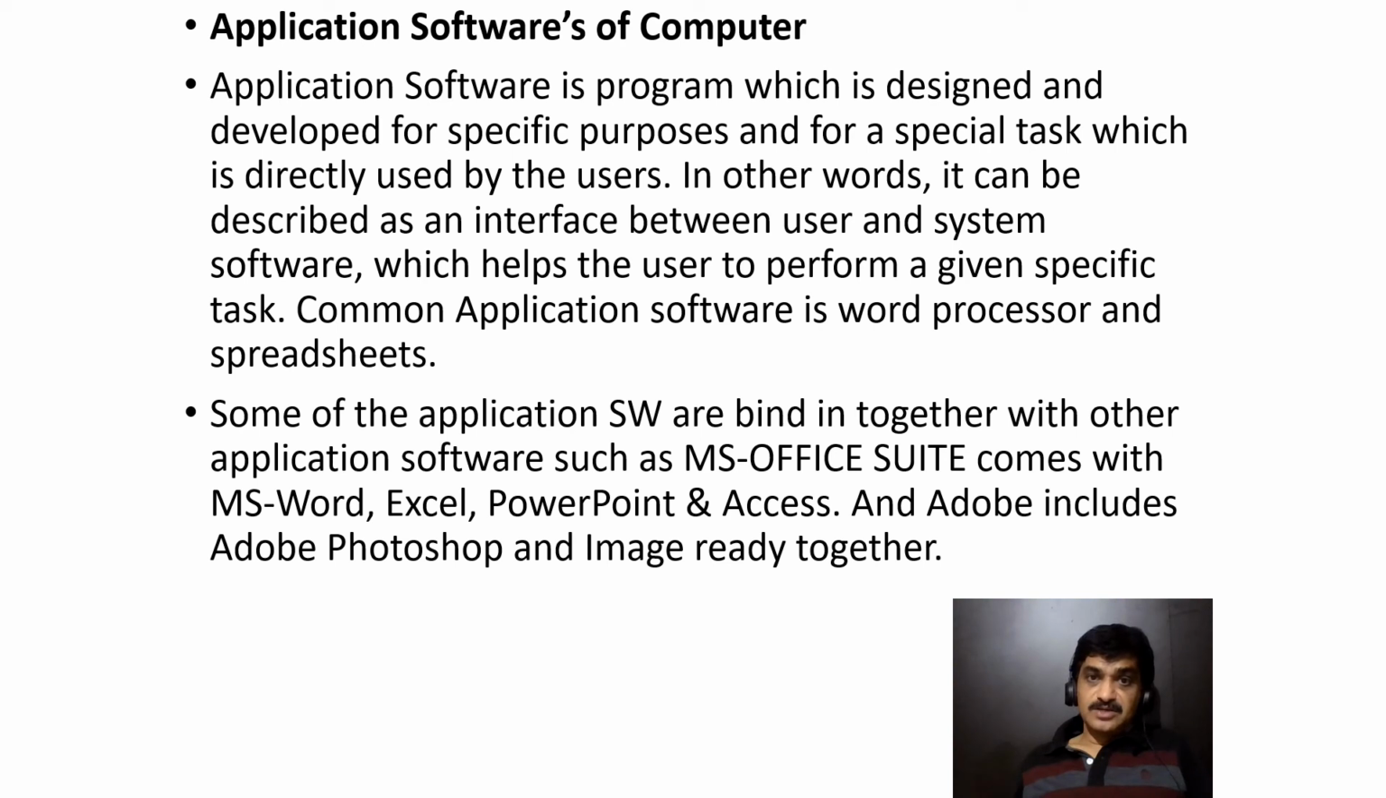If you purchase Windows 10, Microsoft Office also will come with that. In Microsoft Office, you will find Word, Excel, PowerPoint, and many other options. They are coming as application software. Some of the application software are bundled together with other application software, such as MS Office Suite, which comes with MS Word, Excel, PowerPoint, Access, etc. Adobe includes Adobe Photoshop and ImageReady together.